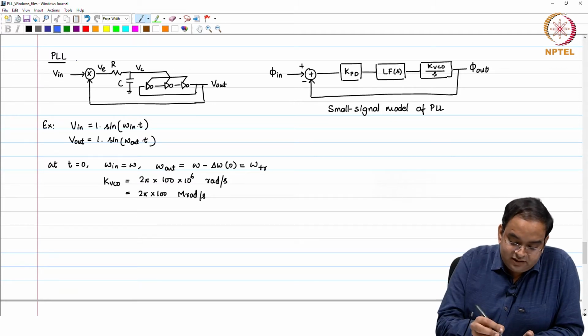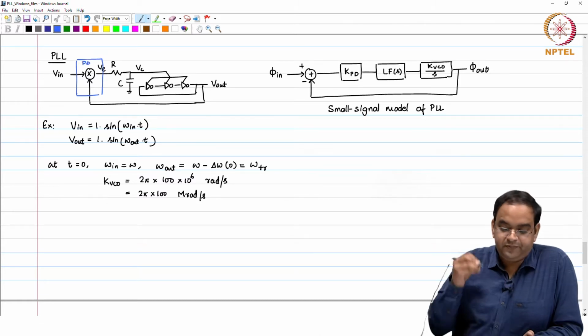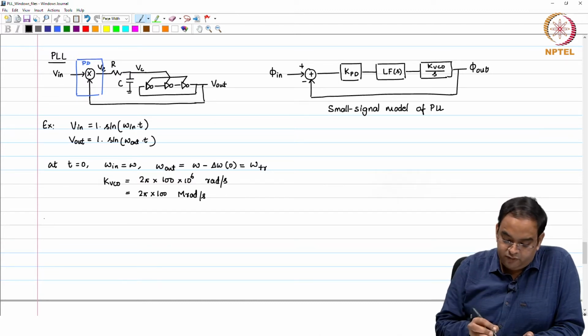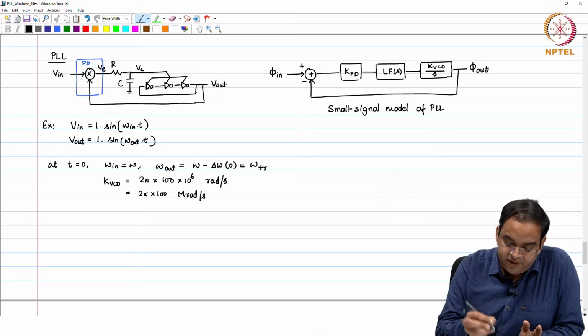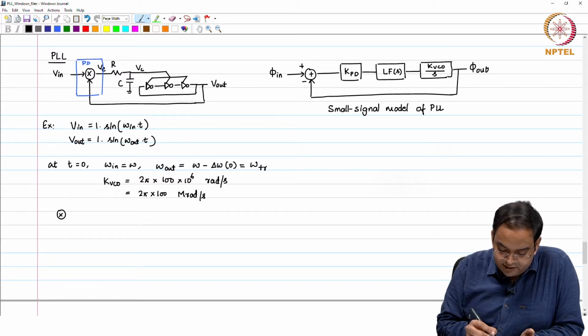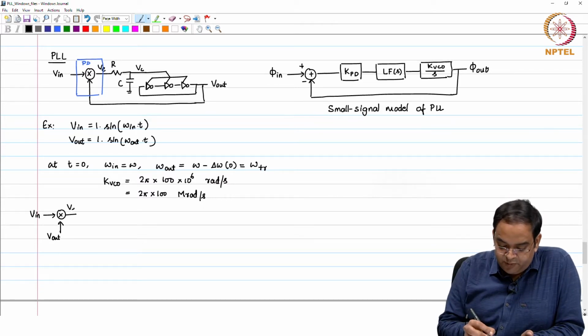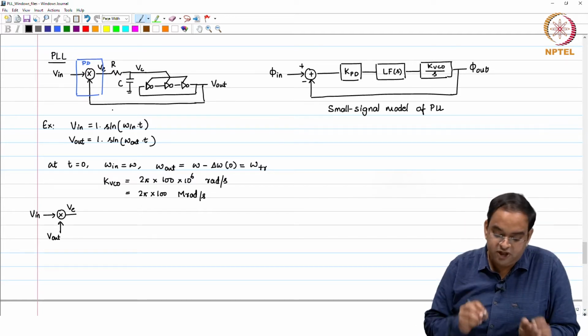Now, to understand this particular block, we will do it part by part. First, let us focus only on the phase error detector part. Focusing only on the phase error detector means you are looking at the phase error detector in open loop. So, you have V in, you have V out. In a PLL, it is not in open loop, but to understand how this closed loop works, we will go part by part.